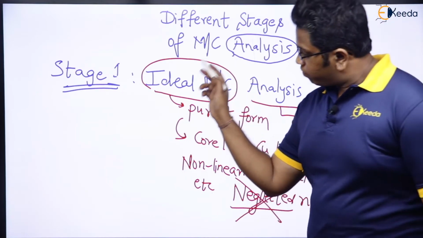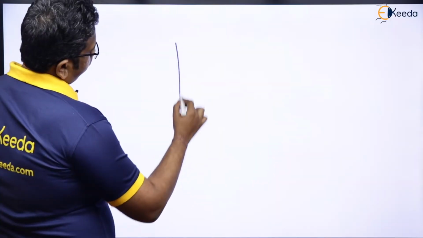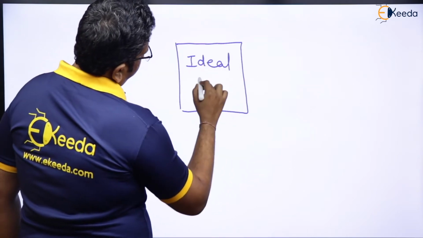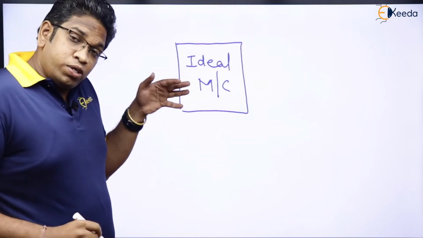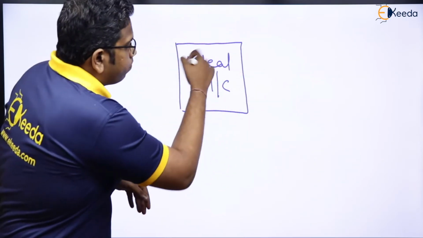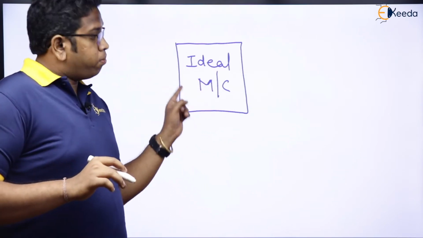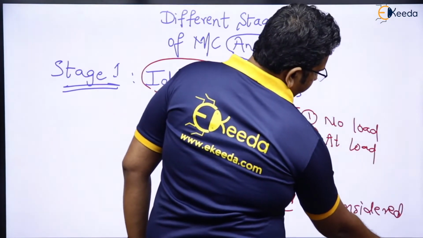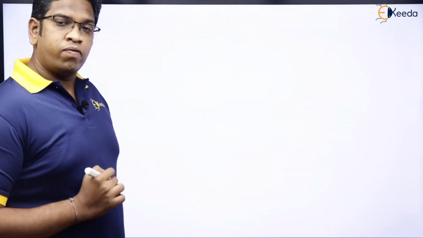Now once you have done this ideal machine analysis, you will get some block like this. Let us say this is the ideal machine which you have analyzed. It means you are showing the physically existing machine on paper in the form of a block. For example, at the end of stage 1 you should get some block like this, right? Now next, what will happen in stage 2, sir? Let's see.